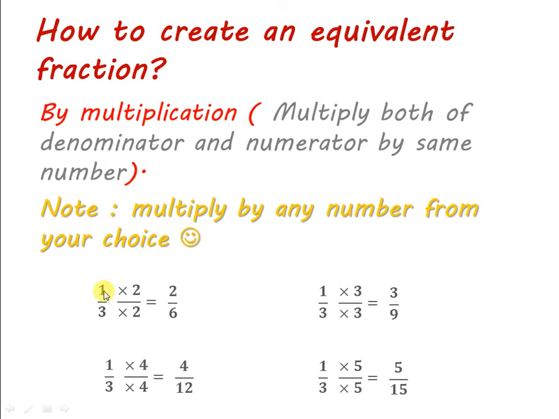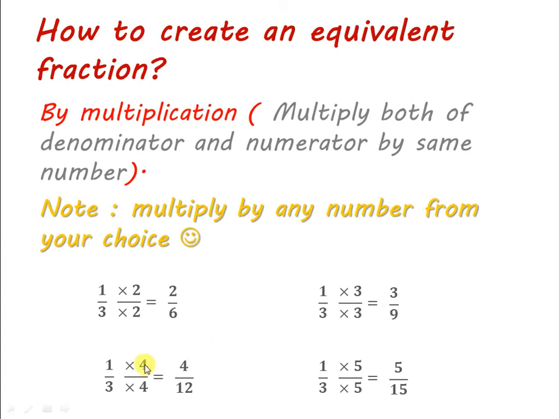So, if I want the equivalent fraction for 1/3, multiply 1 times 2 is equal to 2, and 3 times 2 is equal to 6. And that's your favorite equivalent fraction. If you love to multiply by 3, multiply up and down by 3. So 1 times 3 is equal to 3, and 3 times 3 is equal to 9. And that's your favorite equivalent fraction.